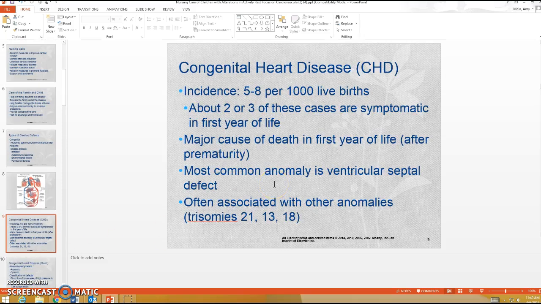So congenital heart disease, it is 5 to 8 per 1,000 live births. Typically at least 50 to 60% of them are symptomatic in the first year of life. The most common defect is your ventricular septal defect, which as we get further, you'll find out is an increased pulmonary blood flow defect. And heart defects are very commonly associated with genetic anomalies such as trisomy 21 and other types of syndromes.